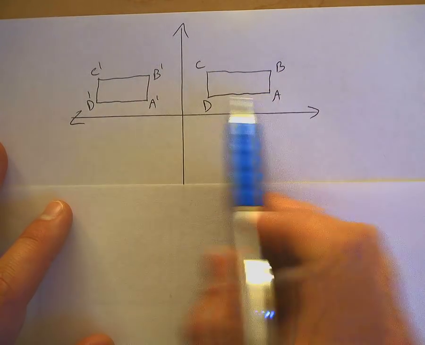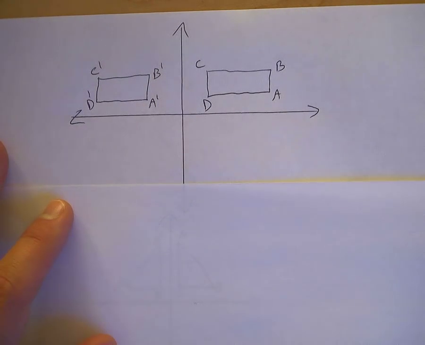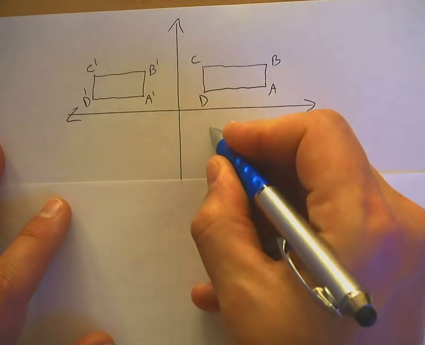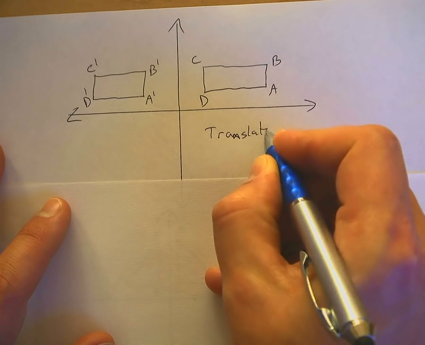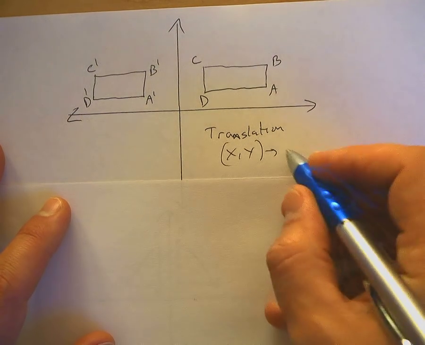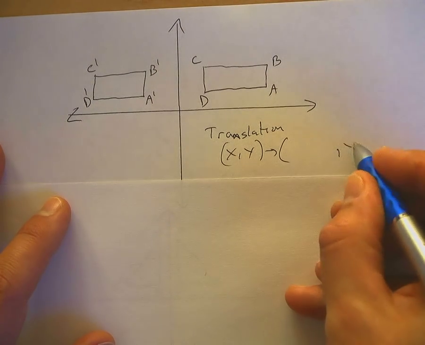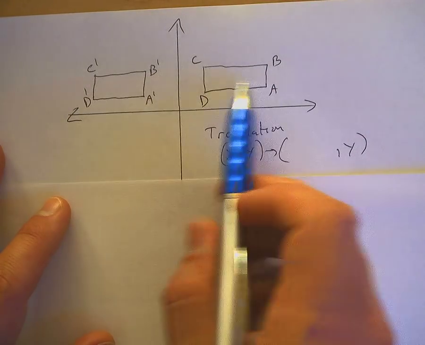You can see A goes to A prime, B to B prime, C to C prime, and D to D prime. How would we categorize this transformation? Well, it is a translation. And let's see, a rule for that would be, you could see the y is not changing, it's not moving up or down, so the y stays the same.